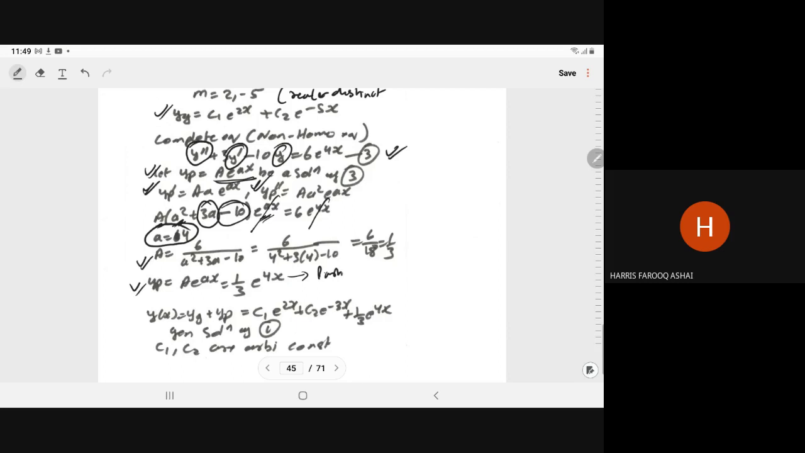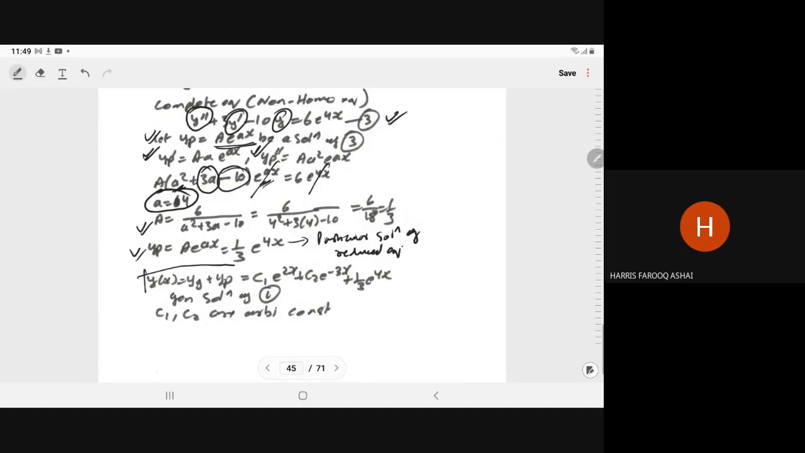That is the particular solution of the reduced equation. And you know the general solution of the second order differential equation is y equal to yg plus yp. So yg we have computed earlier, so this is your yg plus yp. Now this is the general solution of the second order differential equation.